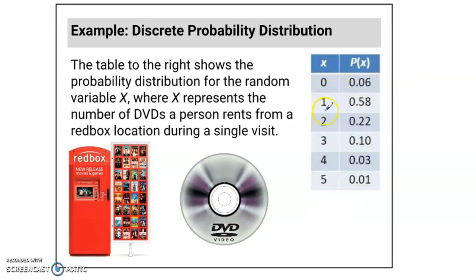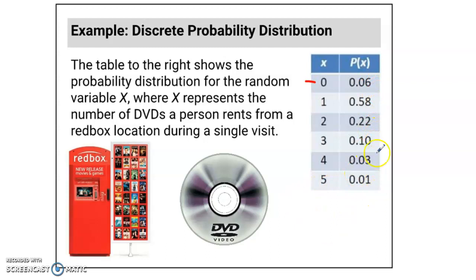The table shows a probability distribution for the random variable x, where x represents the number of DVDs rented from a Redbox location during a single visit. Again, this video not sponsored by Redbox. You can see that the number of DVDs is either 0, 1, 2, 3, 4, or 5. That means that when people walk up to this Redbox, they either decide not to rent a DVD, or they rent 1, 2, 3, 4, or 5 DVDs. It doesn't look like anyone has rented 6 DVDs in this example.